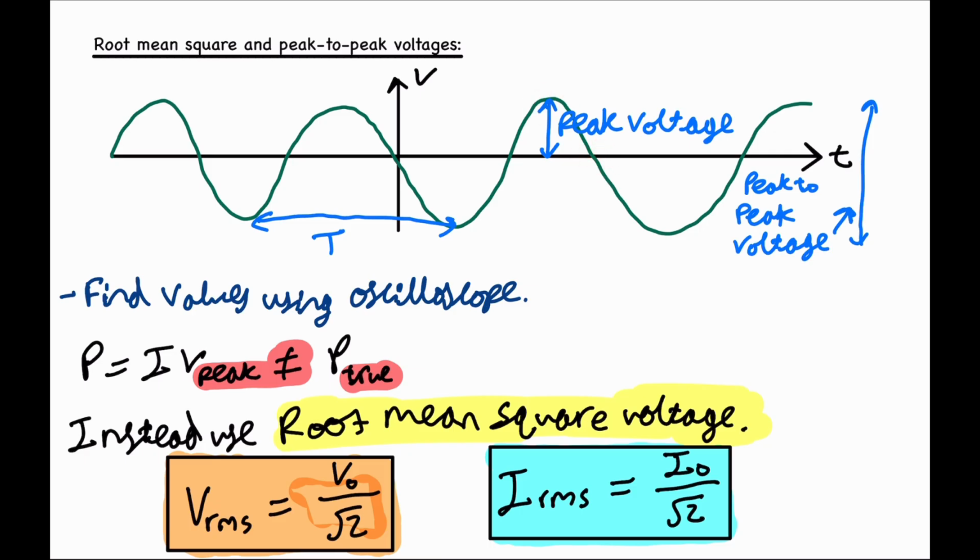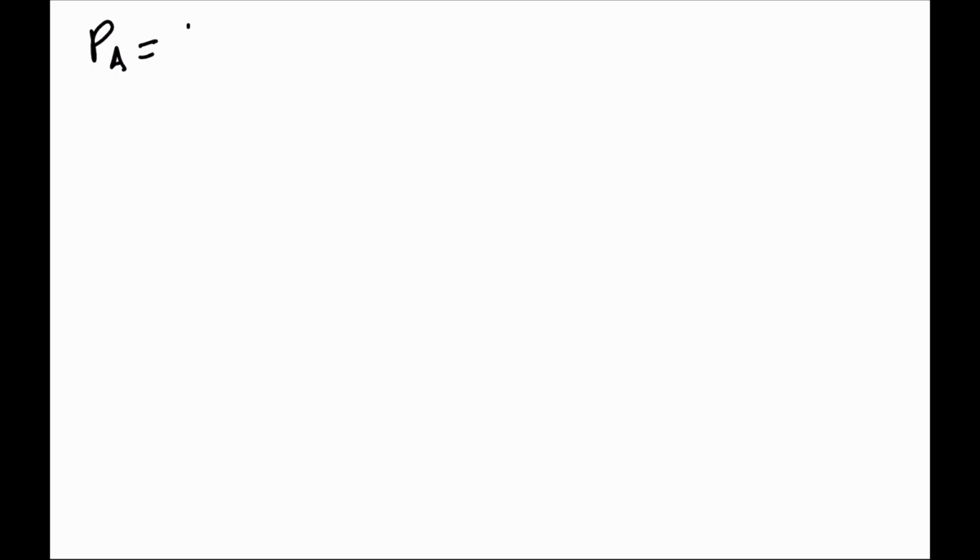So to find the average power over time, because your power is constantly changing, you would just do your root mean squared current multiplied by your root mean squared voltage.